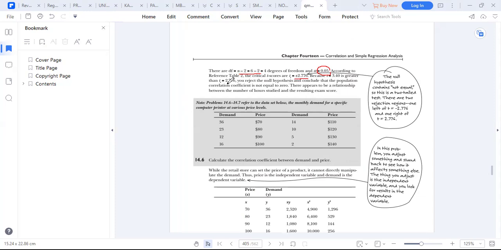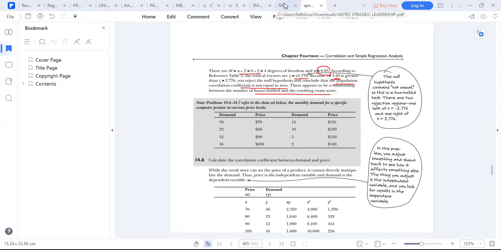So since our value that we calculated was 3.4, it is greater than the 2.776. So we reject our null hypothesis and conclude that the correlation is not equal to 0. So the relationship is statistically significant.